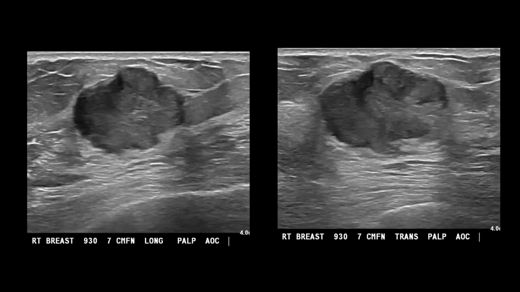Here we have a lesion in the right 9:30 o'clock area. This was palpable. The patient came in feeling it. You can see it in long and trans. This is a hypoechoic, microlobulated, diffusion-like mass, although there may be some angular margins here. So this was encapsulated papillary carcinoma on ultrasound guided biopsy.